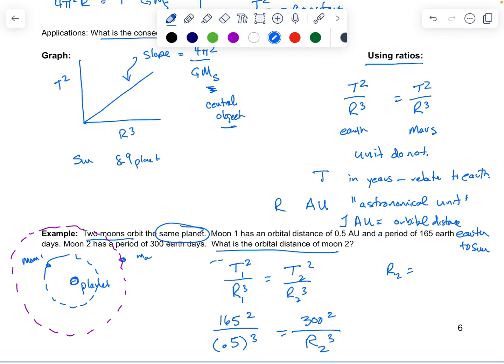All right, hopefully you have plugged that into your calculator, and you would get R2 is equal to 0.74 AU. Again, don't forget units on all of these things. All right, and that finishes up Kepler's third law.